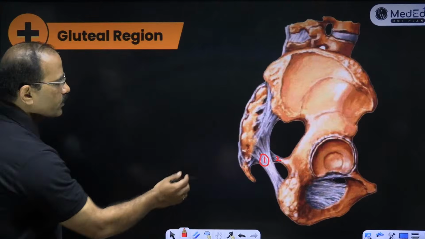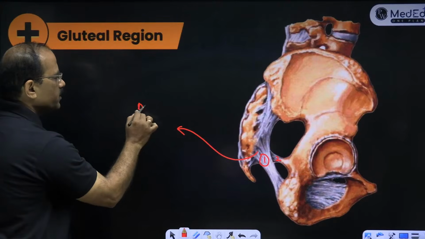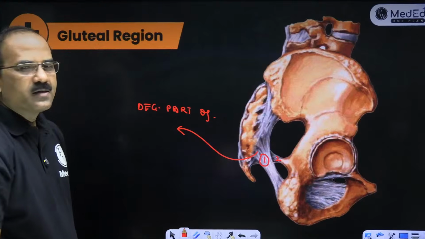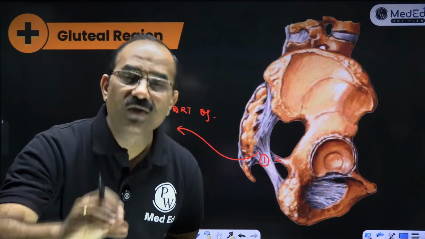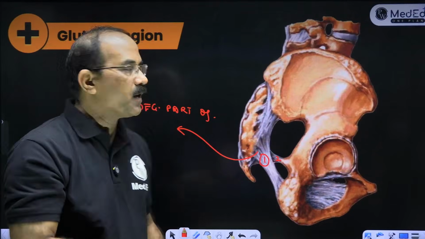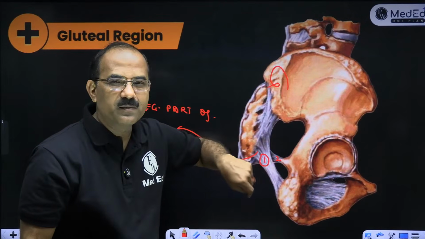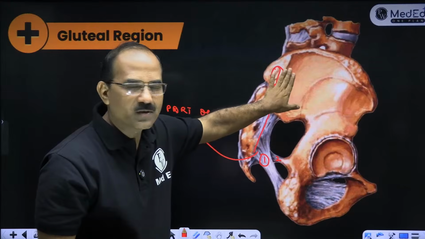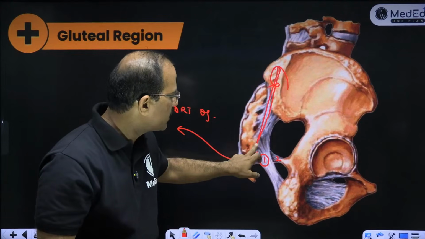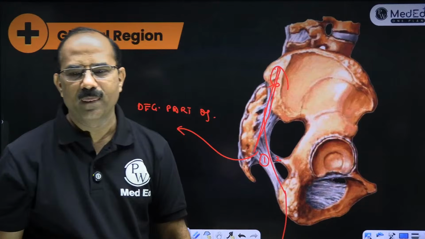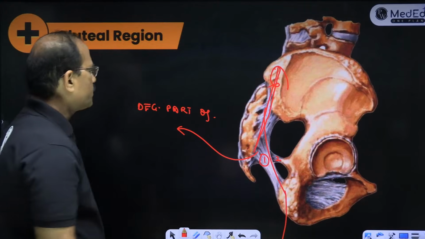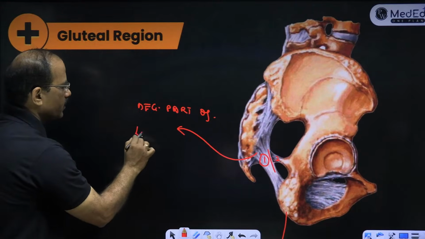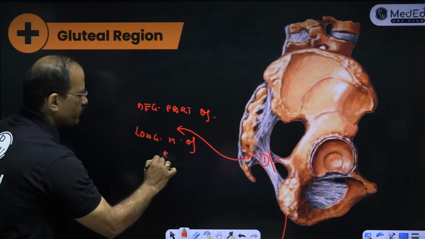Just tell me, this sacrotuberous ligament is a degenerated part of which muscle? It is a degenerated part of a muscle which was beginning from the sacrum, going to the ischial tuberosity, and going down. That's the long head of biceps femoris. Very good. So this sacrotuberous ligament is a degenerated part of the long head of biceps femoris. Remember this.